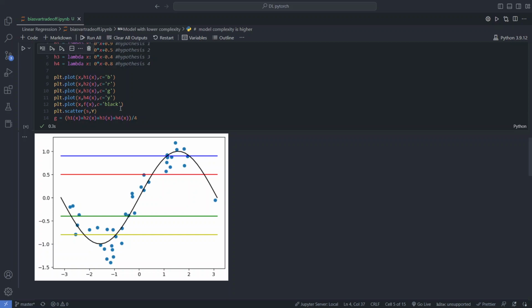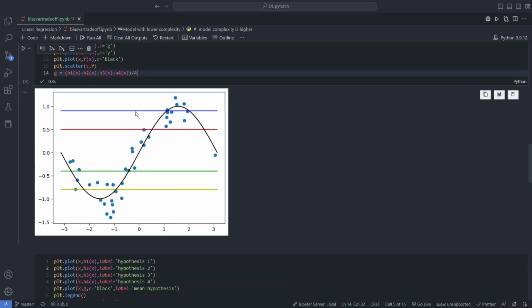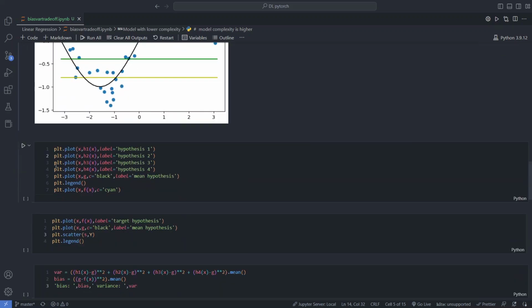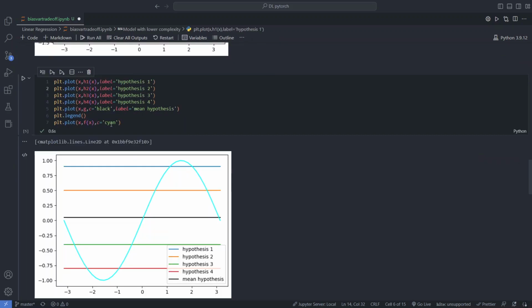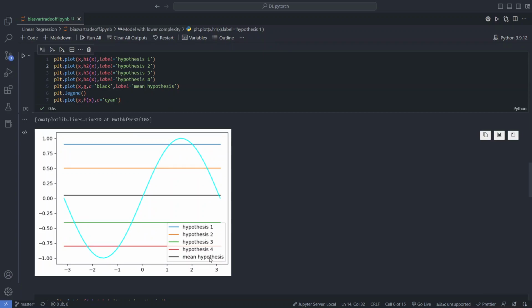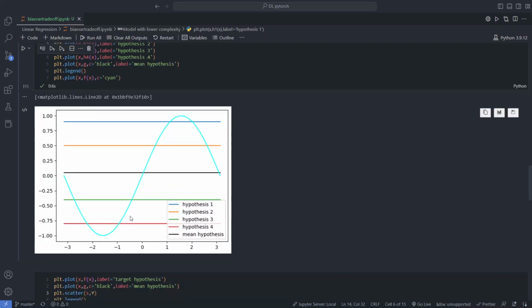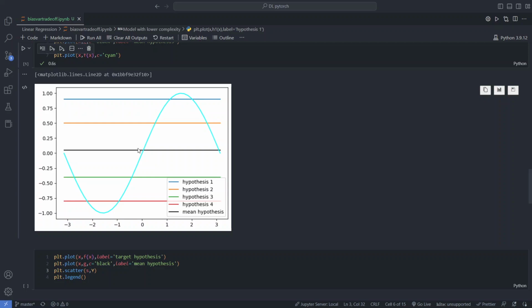Remember, the mean hypothesis is denoted by the letter g. So g is basically the mean hypothesis. As you can see, h1 of x plus h2 of x and so on, divided by the number of hypotheses. So the mean hypothesis will look something like this. The mean hypothesis is given by this black line, and the rest are individual hypotheses, right? And the curve given by the sine function is my target function.